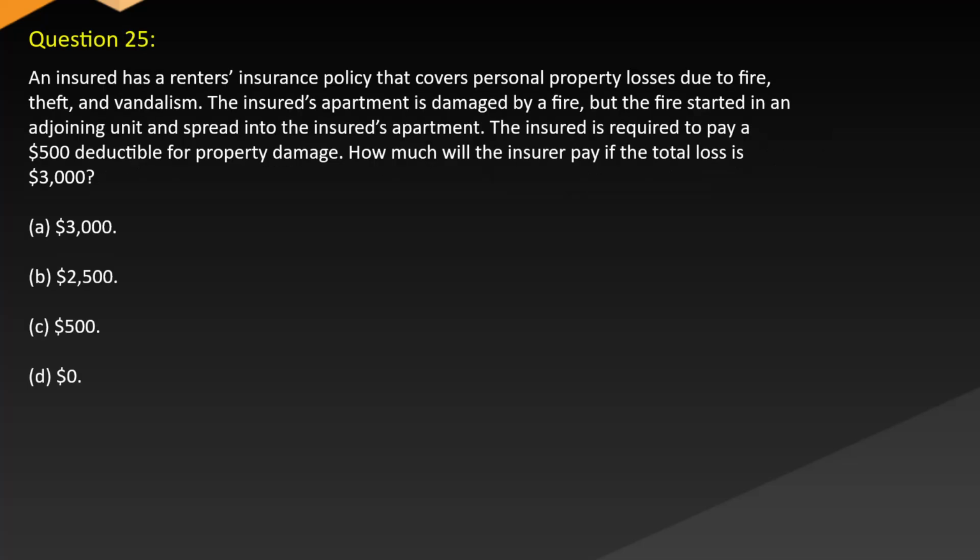Question 25. An insured has a renter's insurance policy that covers personal property losses due to fire, theft, and vandalism. The insured's apartment is damaged by a fire, but the fire started in an adjoining unit and spread into the insured's apartment. The insured is required to pay a $500 deductible for property damage. How much will the insurer pay if the total loss is $3,000? A. $3,000. B. $2,500. C. $500. D. $0.